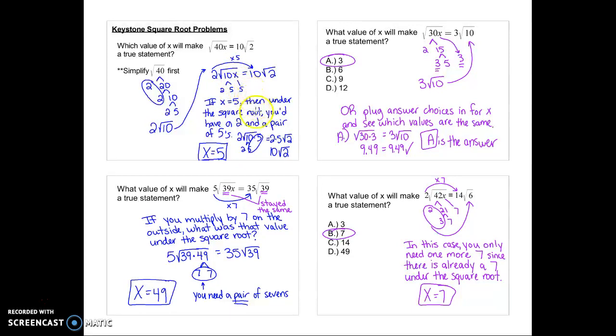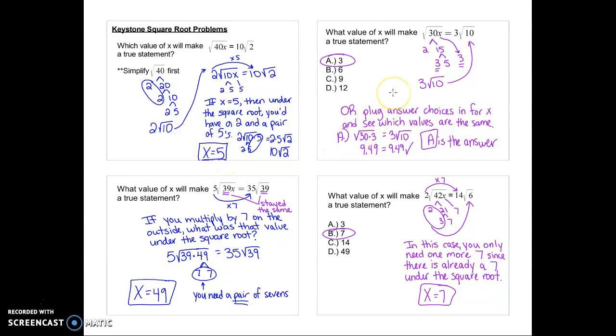So now underneath the square root, I have the 2 times 5 for the 10. I have the extra 5 from this changing, which means that that missing piece had to be our 5.